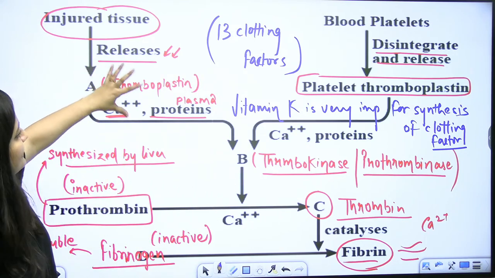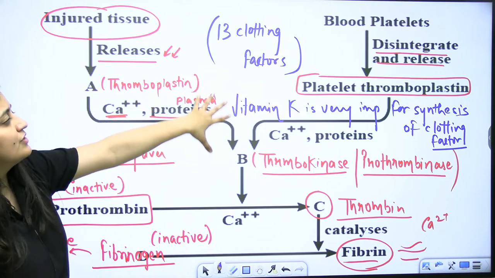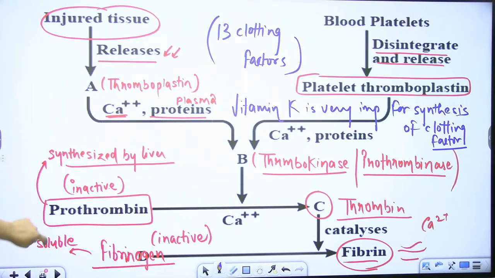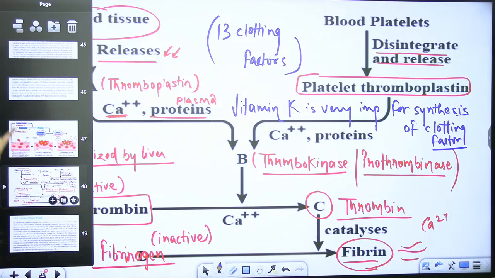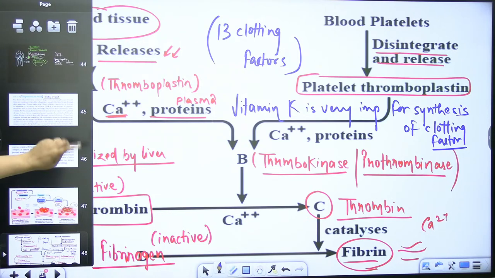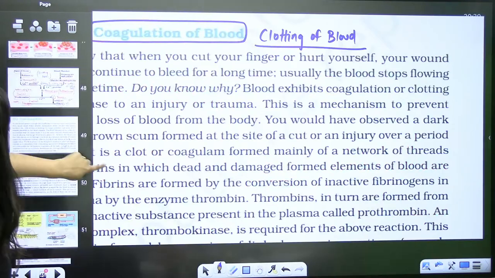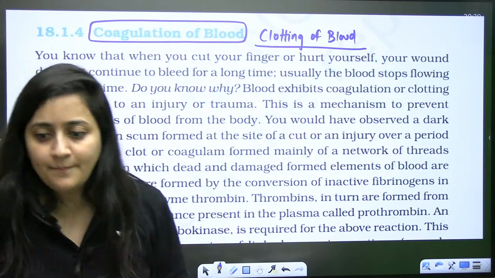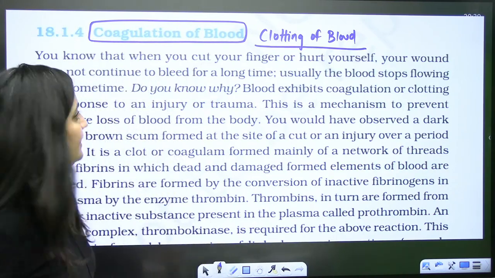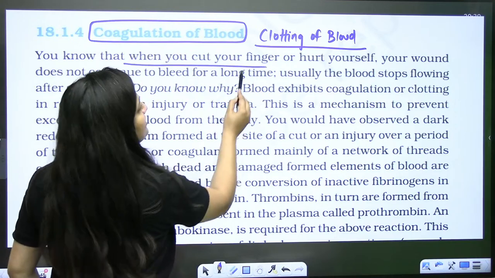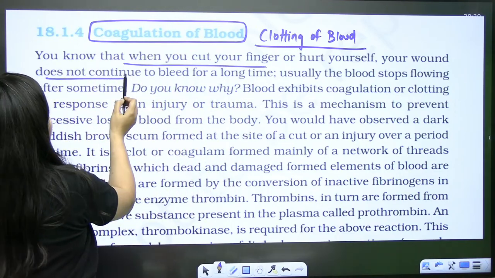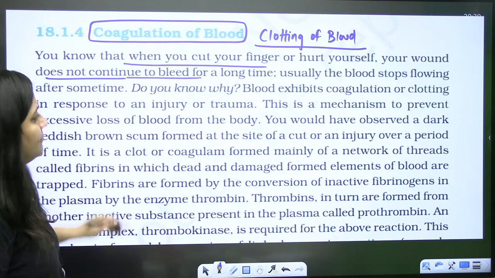So injured tissue releases thromboplastin, and blood platelets also release factors. I hope this process is clear to you. It is one of the most important topics. Let's revise it from NCERT and then we'll start the next topic. When you cut your finger or hurt yourself, your wound doesn't continue to bleed for a long time. It will stop.